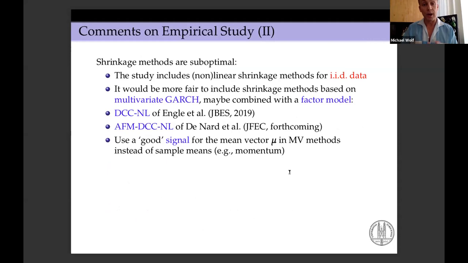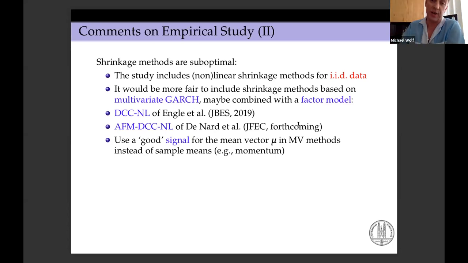Next, I look a bit stupid with this slide, but the slide is based on the paper I got to referee. And the paper I got to referee only had shrinkage methods for IID data. And as opposed to the talk, it did not have the DCC NL or the DCC NL combined with factors that we have in addition, right? So now in the talk you've done it, in the paper it wasn't in there.